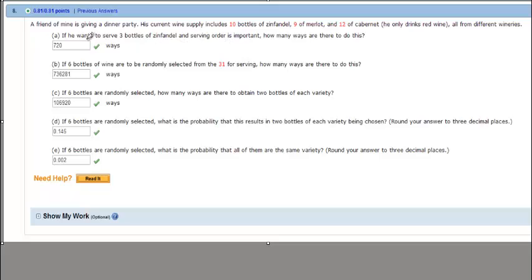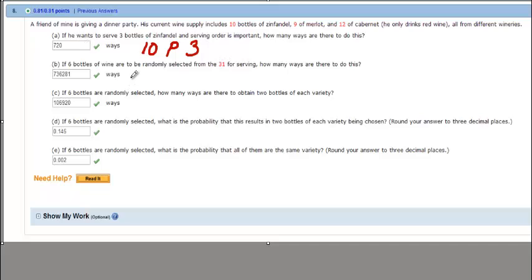If you want to serve 3 bottles of Zinfandel, and serving order is important, so if order is important, I know I have a permutation. How many ways are there to do this? So in your calculator, you're going to want to choose Zinfandel. There are 10, permutation, and for this you'll hit math, scroll to probability, and then scroll down to nPr. So it's 10 permutation, choose 3, and that was how I got the 720.